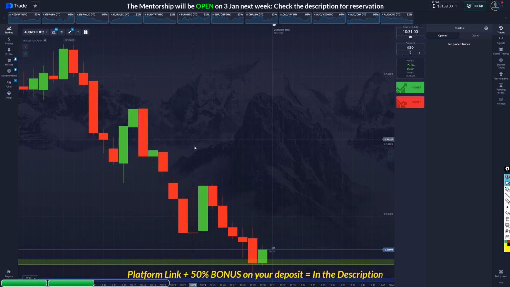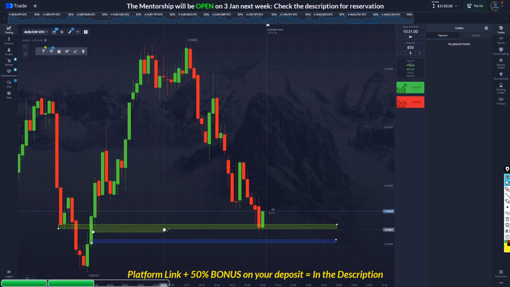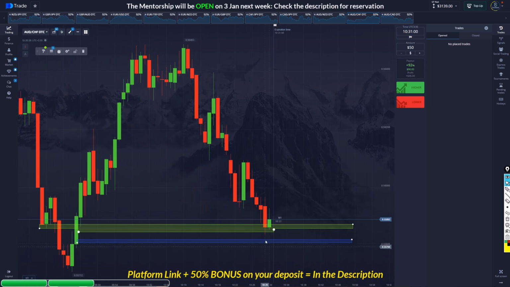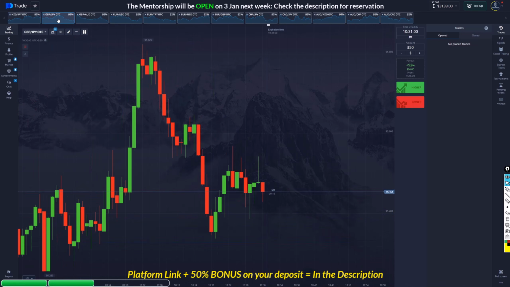Okay, let's go to the 1 minute. Yeah, even this one also worked. If we were entering here, the candle would close here and we would win the trade. But no problem, I just prefer to go with the safer one. Let's just look for other pairs for now.